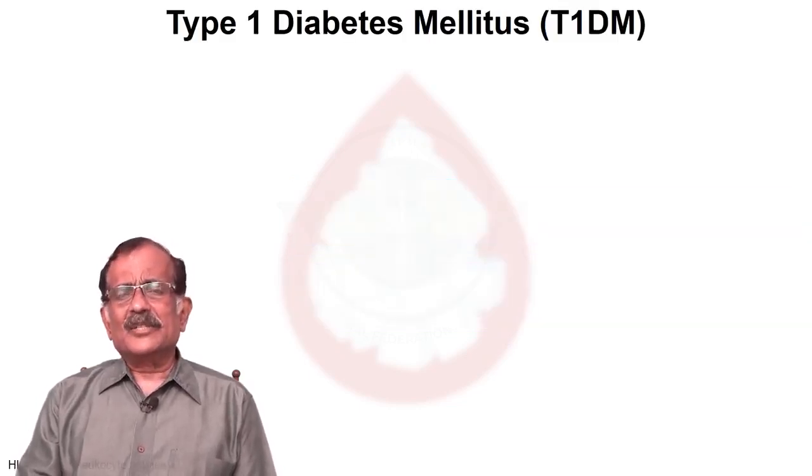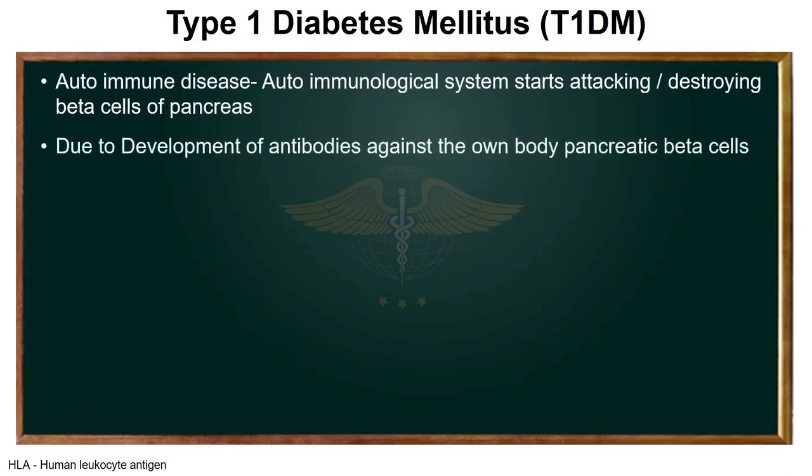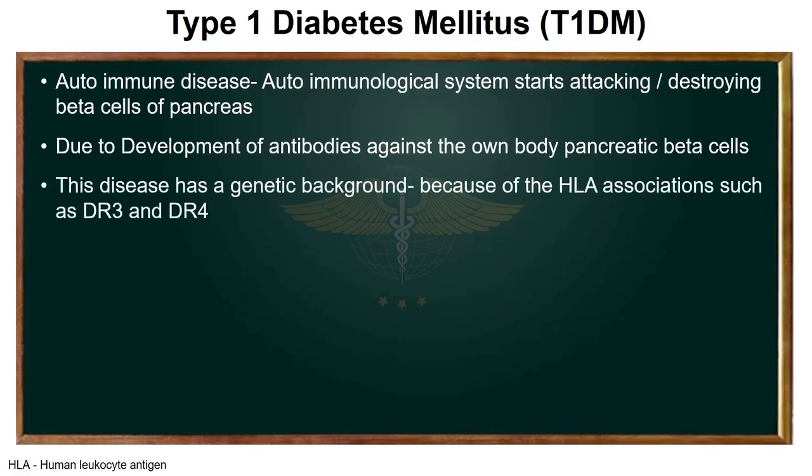Now coming to type 1 diabetes, it is mainly an autoimmune disease. The body's immunological system goes out of the way and starts attacking or destroying the beta cells of the pancreas. This is usually due to development of antibodies against the body's pancreatic beta cells. It's not a directly genetically transmitted disease from father to child, but there is a genetic background for this because of the HLA associations.